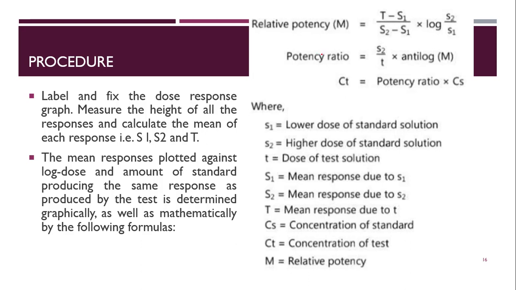So the potency ratio we can get is equal to S2 divided by S1 into antilog of capital M. So we have to first of all determine this capital M, and then we can get this value, that is the potency ratio. Okay, so CT is equal to potency ratio into CS. CT stands for the concentration of test, and as we already know the concentration of standard, we can just multiply it with the potency ratio.